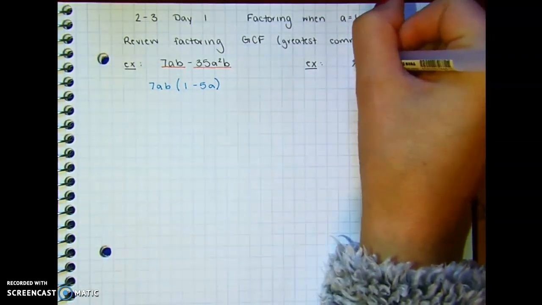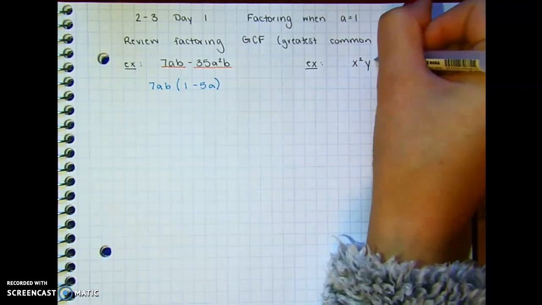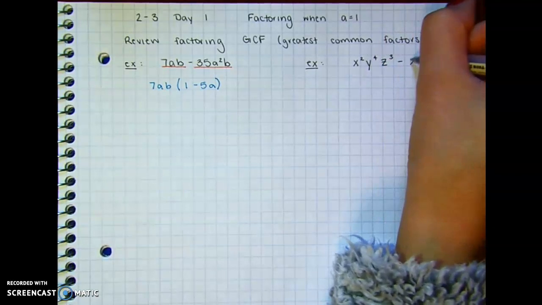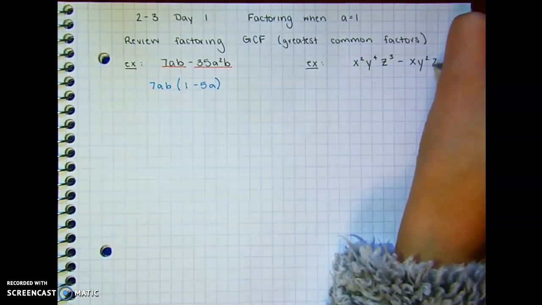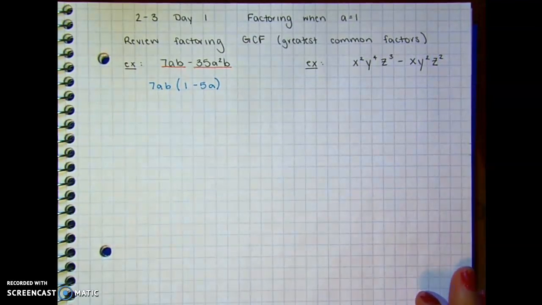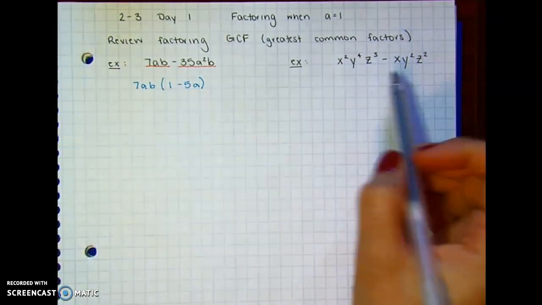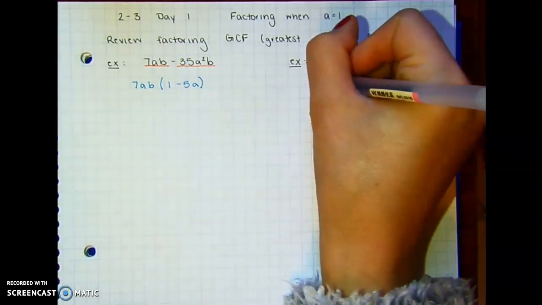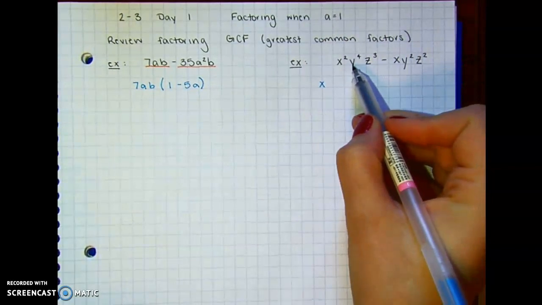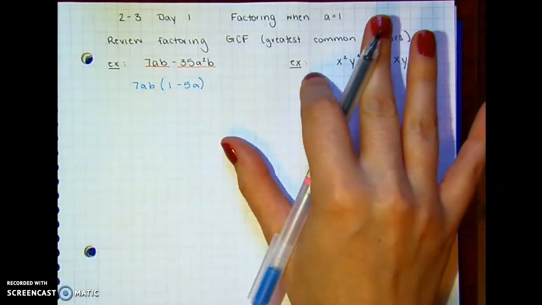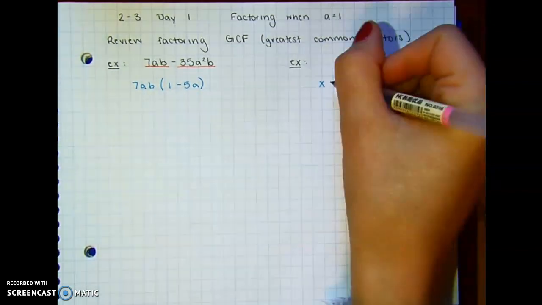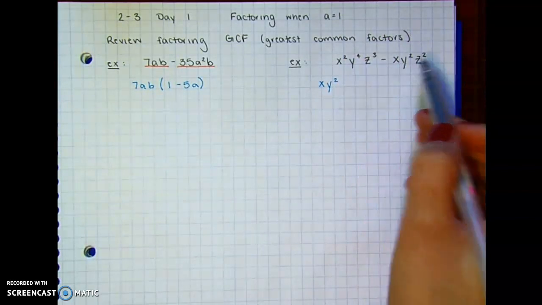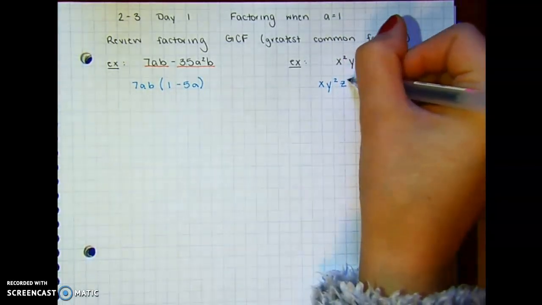Let's do all letters. So they both have x's in common, but this one has 2, this one has 1, so I can take an x out. This y has 4, right? y times y times y times y, and this one has 2, so I can take 2 y squared out. This is z cubed, this is z squared, so I can take a z squared out.